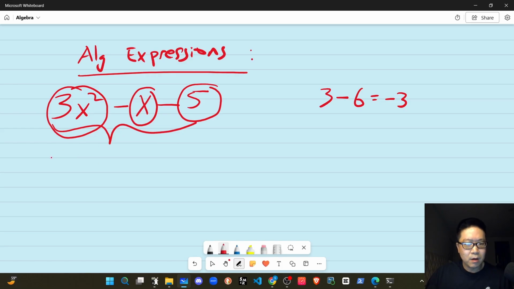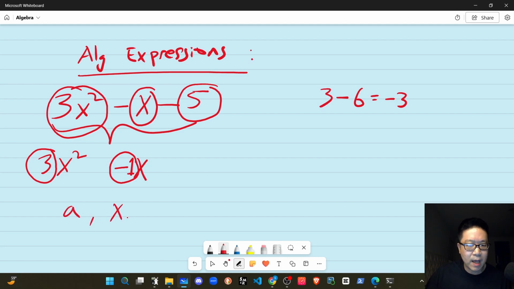And we also learned about coefficients. So for the first term, 3x squared, well, the coefficient would be 3, right? It's just the number that's in front of the variable that's multiplying the variable. For the second term, the second term is negative x. So the coefficient for that would be -1, right? Every variable, whether it's a or x or y or z, has an invisible 1 in front of it. Okay? So all these variables right here have coefficients of 1.